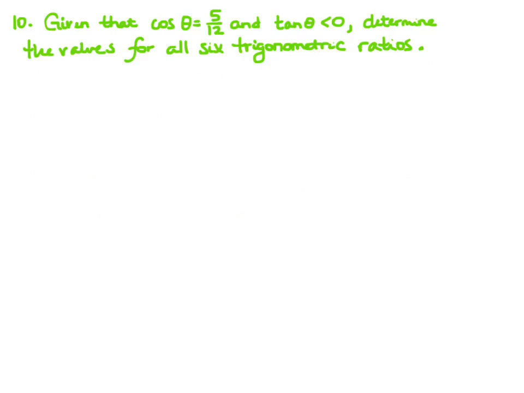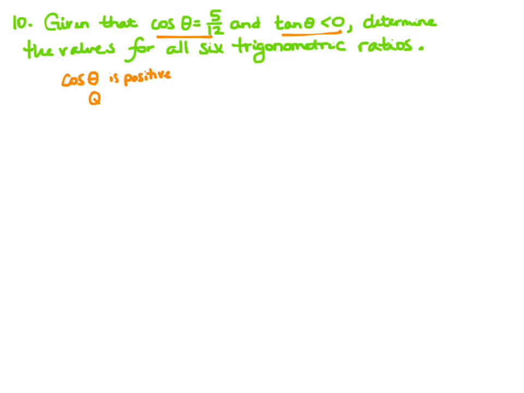All right, last question. Given that cosine theta is 5/12 and tangent theta is less than 0, determine values for all 6 trig ratios. Now in a question like this, we've got to figure out in which quadrant to draw our triangle, and we're going to do that based on these 2 pieces of information that they gave us. First of all, cosine theta is 5/12, and what's important about that is that they're saying that cosine theta is positive. And so I want to figure out what quadrants cosine is positive in.